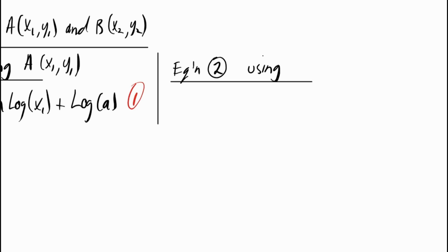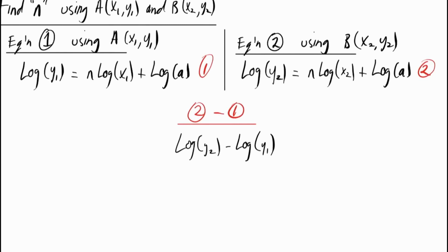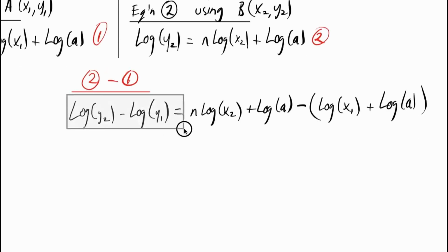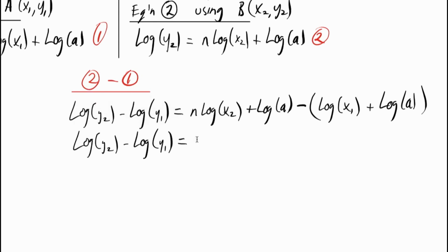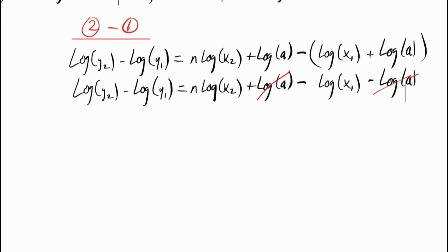And we're going to find equation 2 by using B, which is x2, y2, and label it as equation number 2. The next step, just like good old grade 10, we're going to use elimination. We're going to subtract equation 1 from equation 2, which gives us log y2 minus log y1 equals n log x2 plus log a minus bracket, very important, log x1 plus log a. The left side, we'll leave as is for now. On the right side, we're going to clear the brackets. And hopefully what you noticed is that this positive log a will be canceled out by this negative log a, which is perfect because that gets rid of one of our unknowns.